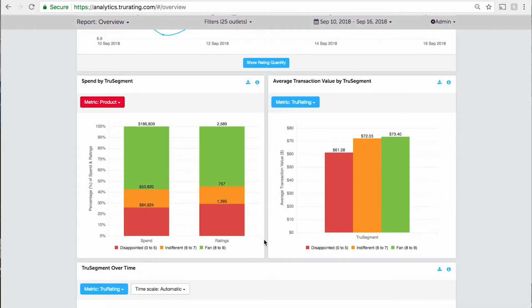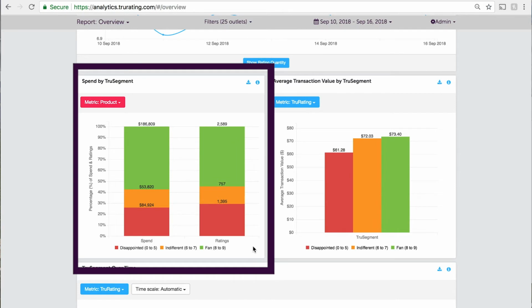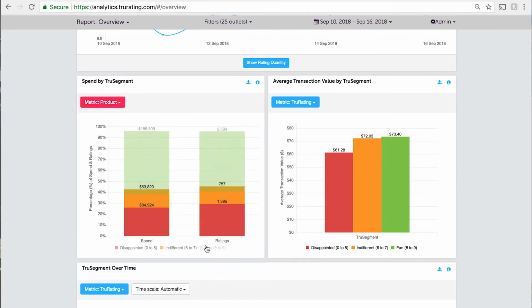Let's take a look at an example using product scores. In the Spend by True segment section on the left, we can see that a high percentage of customers are either disappointed or indifferent with an aspect of the product range. Roughly 30% are unhappy, representing over $80,000 of revenue for the time period selected.